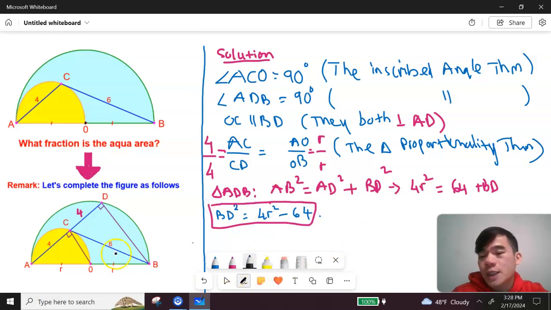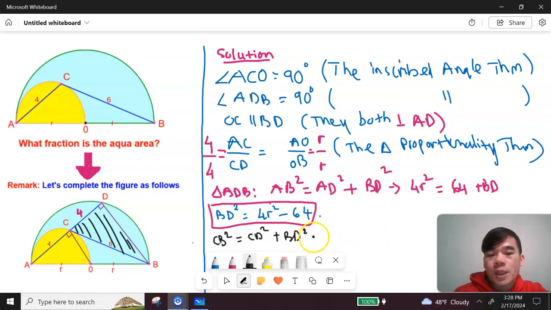All right, now let's take a look at the smaller right triangle right here, this guy. We have CB square equals CD square plus BD square, by the Pythagorean theorem. And then we just substitute values. CB square is 36, so we have 36 equals CD square, which means 16, because CD right here equals 4, plus BD square, what we got right here. So we substitute, it's going to be 4R square minus 64.